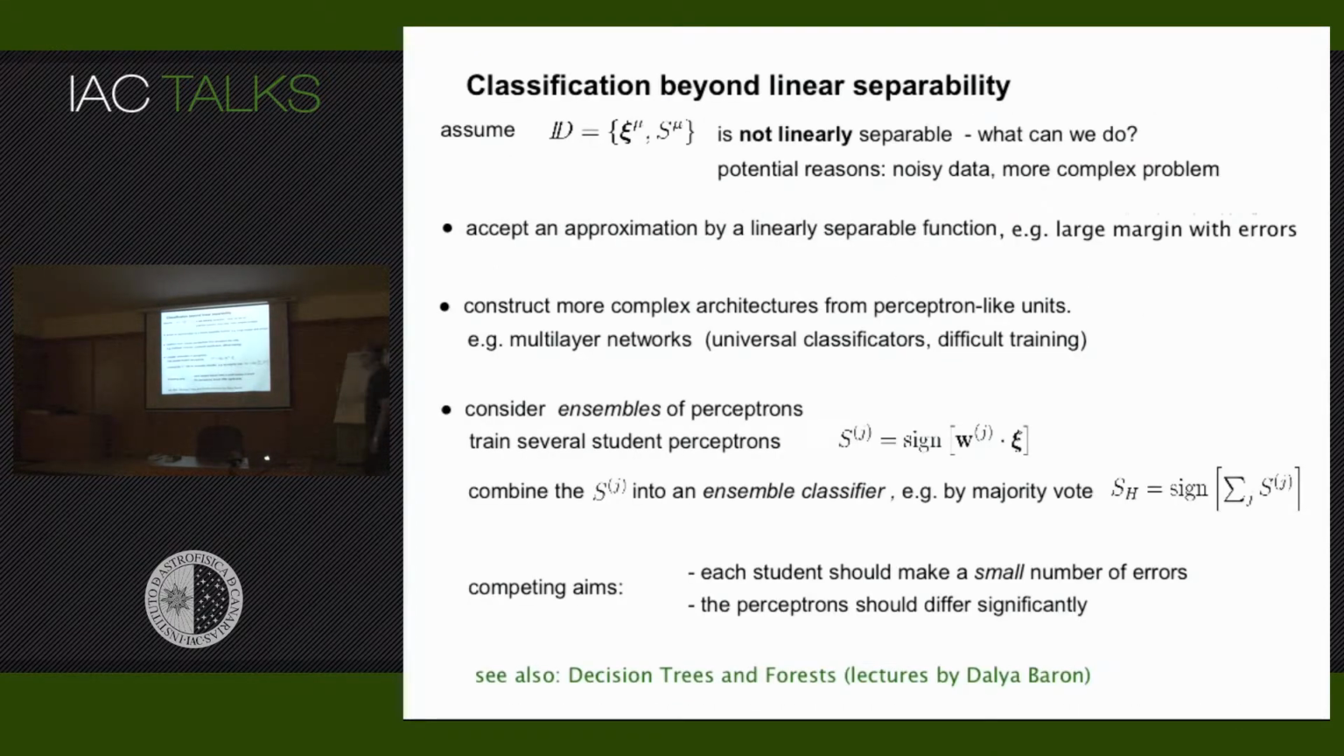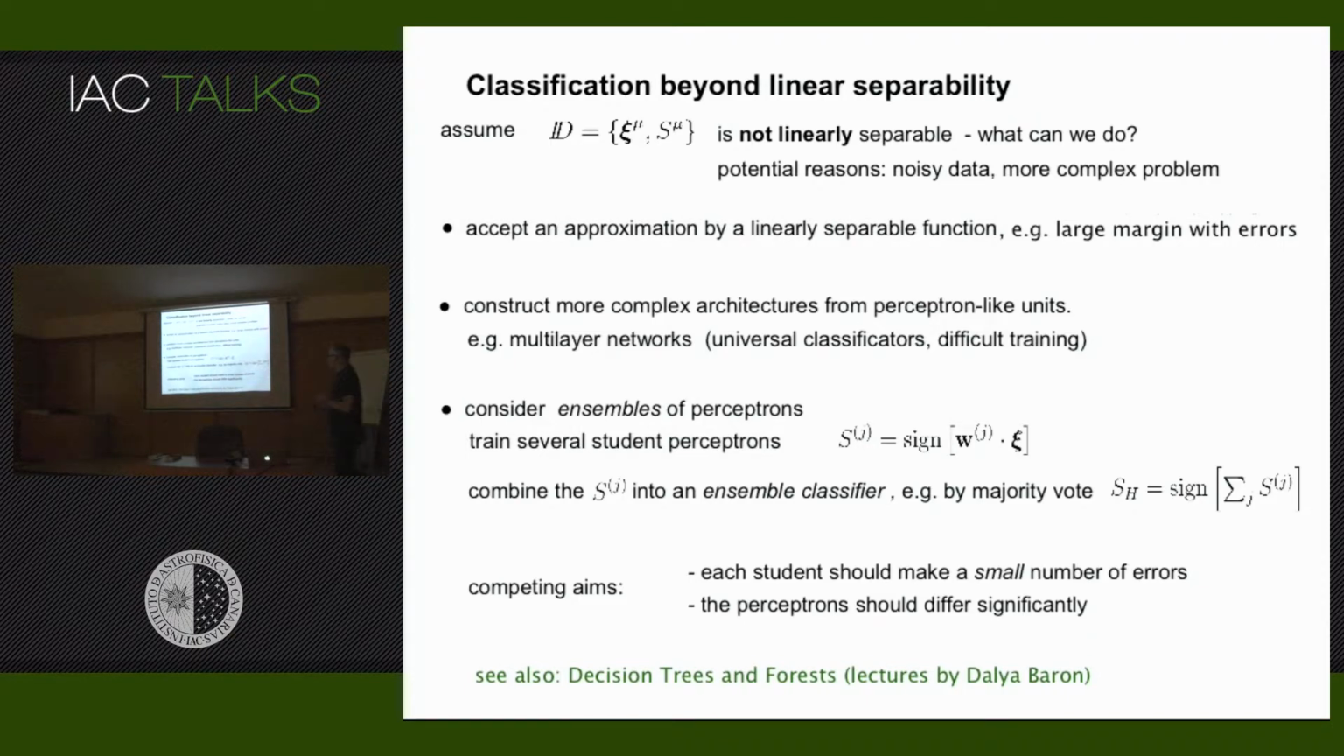Okay. Now, that was the point, an approximation by a linearly separable function, for instance, large margin with errors. What else can we do if the data set is not linearly separable? And most data sets aren't, right? Well, we could resort to more complex architectures. We could build a multi-layer network from perceptron units, and one can show that such networks can be built to be universal classifiers. So any data set can be implemented in a multi-layer network of perceptron-like units. Only the training is very difficult, and it's not very practical to follow this line of thought.